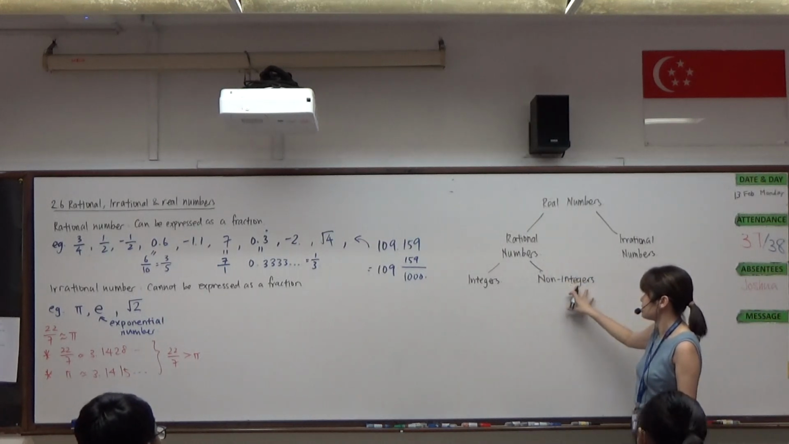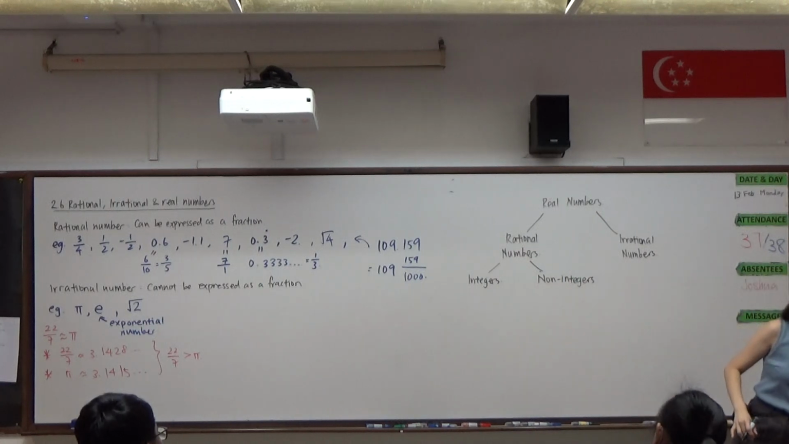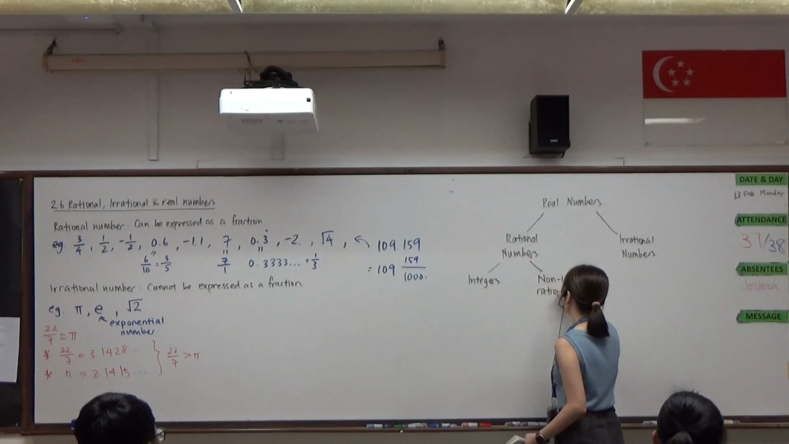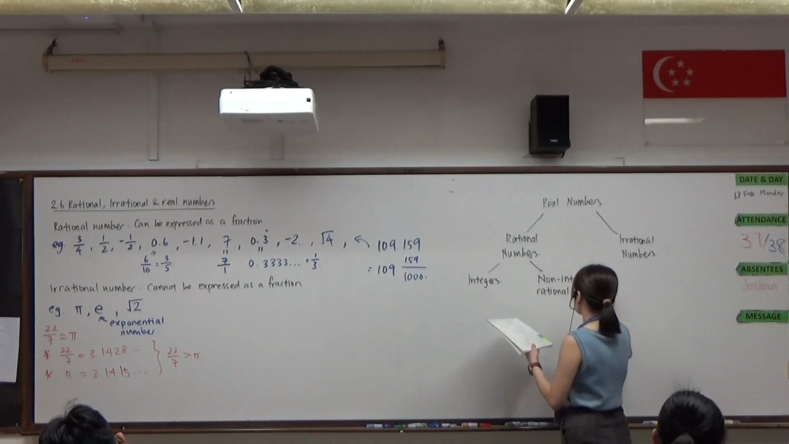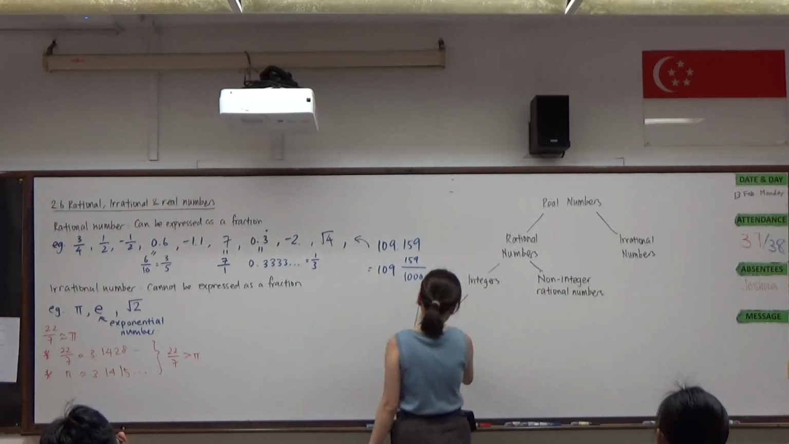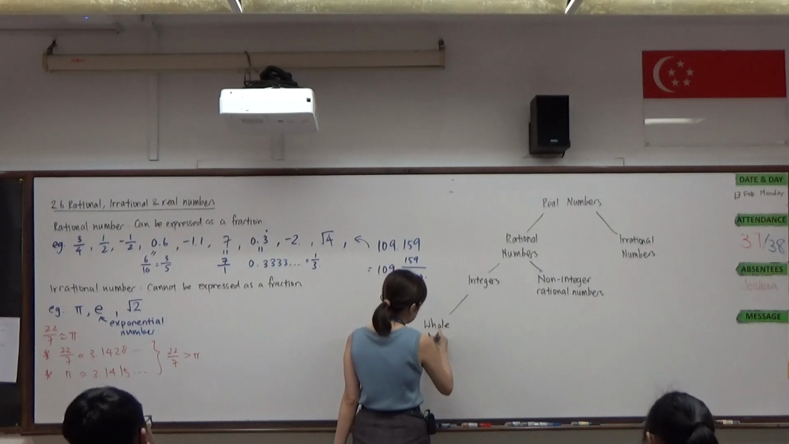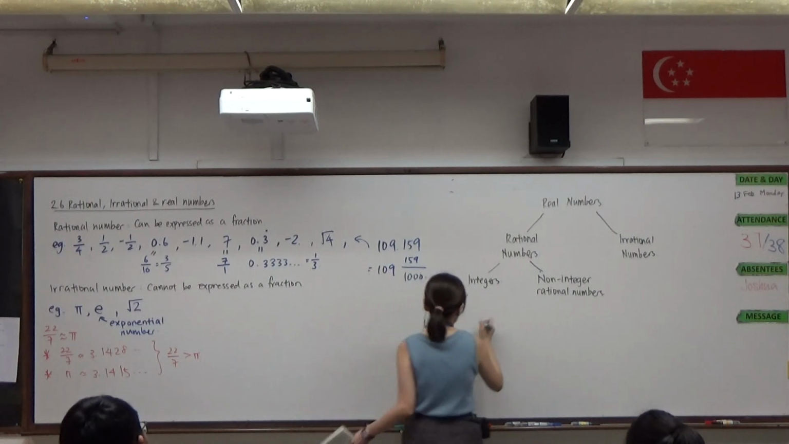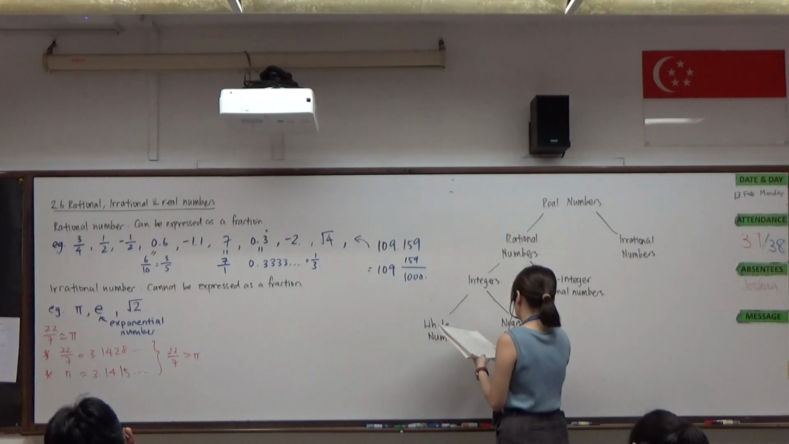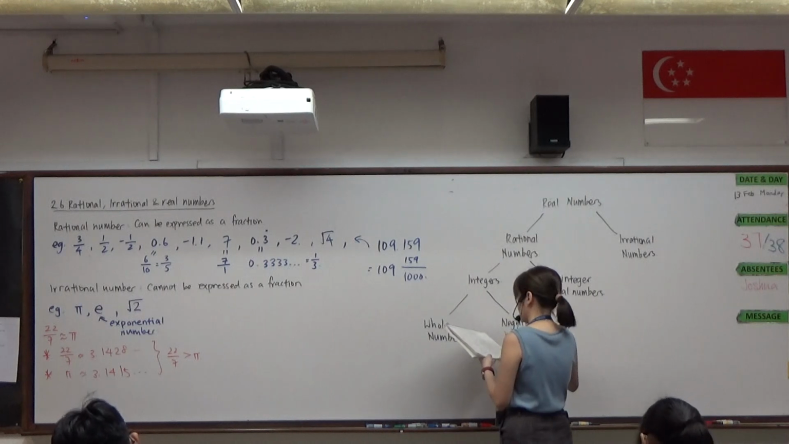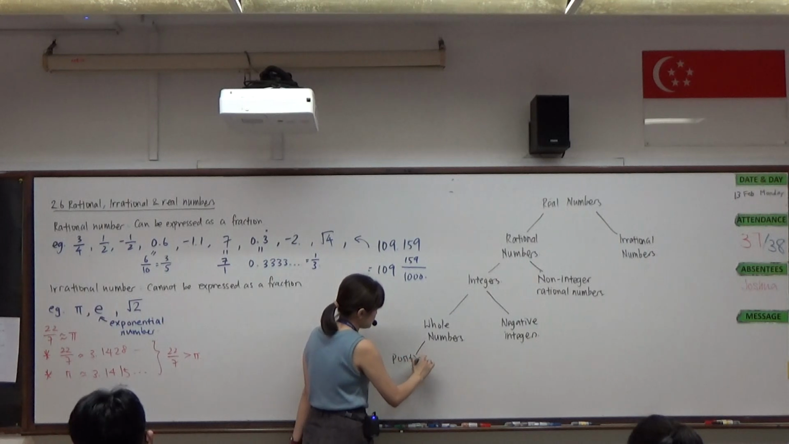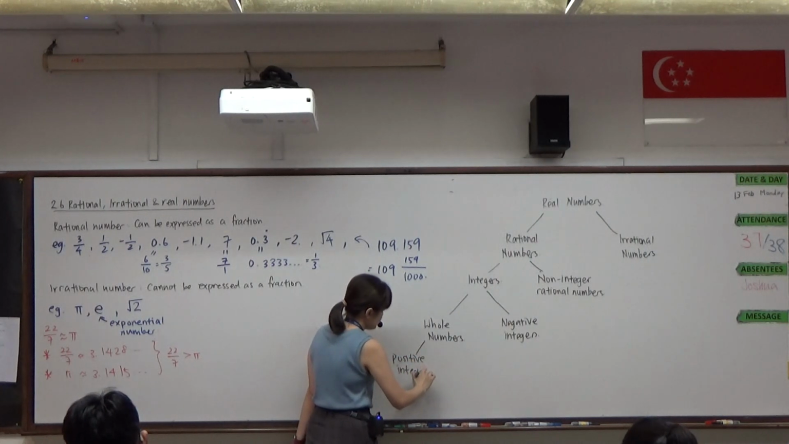Non-integers, as in they are rational numbers but non-integers. So non-integer rational numbers, that's what's written in the textbook. Then, out of my integers, I can break it down into smaller groups. We have our whole numbers as well as our negative integers. And then our whole numbers comprise our positive integers as well as zero.